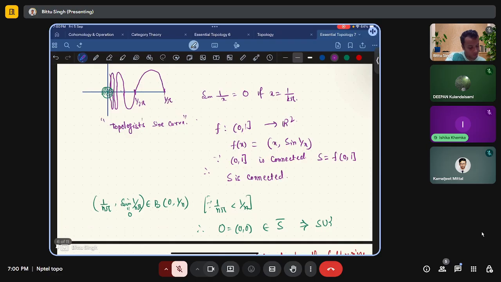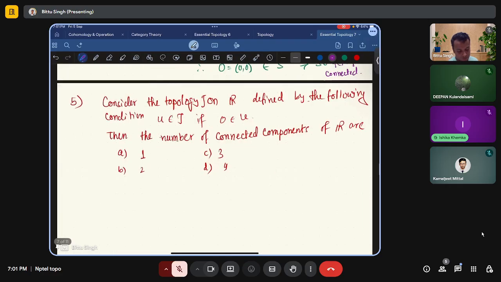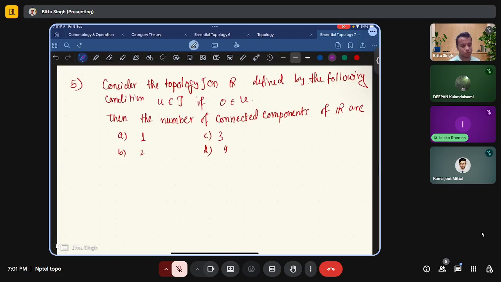So again, by the previous property, S union the origin, S union (0, 0), is connected. If you include some limit point, connectedness remains preserved. So up to this, is there any question?